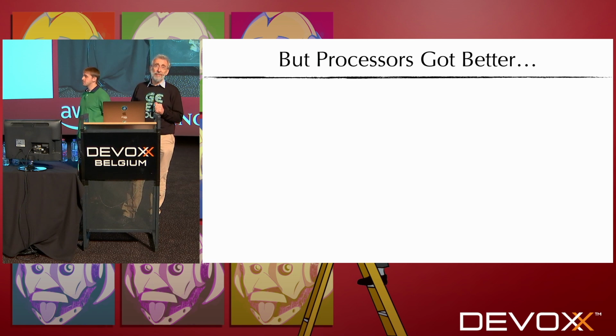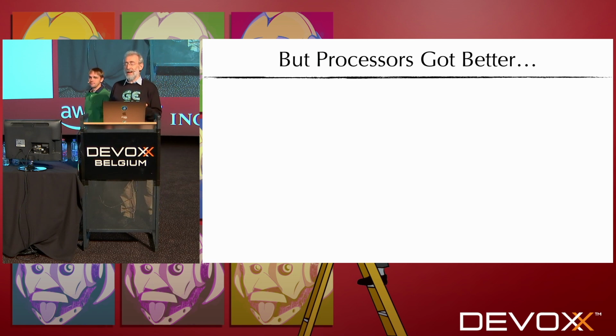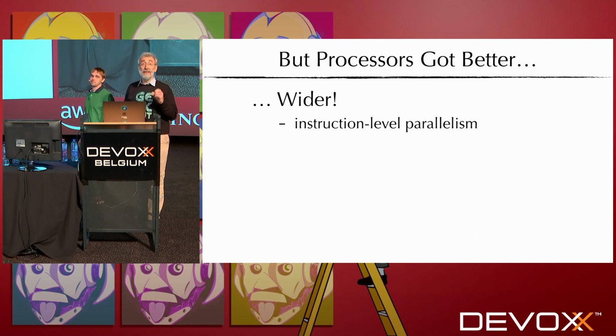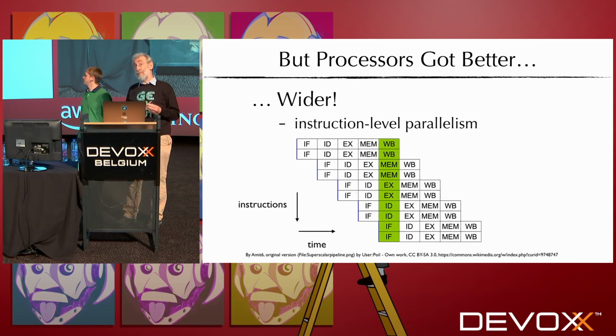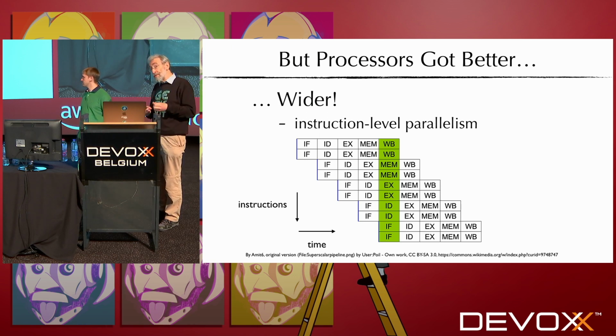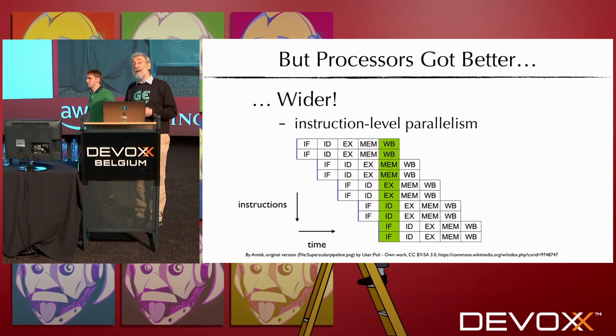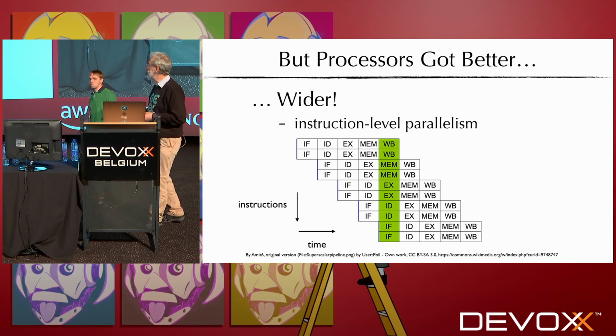What happened was that processors got better. The hardware architects should not have done that. It complicated life a lot, and they are really a lot better. One of the ways in which they improved was they got wider. What do I mean by that? Well, I mean instruction level parallelism. So here's a picture of instruction level parallelism. What it turns out is that a single processor is essentially split up into a number of different processing units.